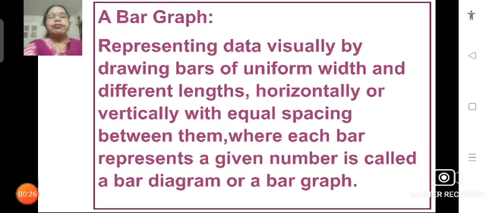Children, a bar graph means representing data visually by drawing bars of uniform width and with different lengths. The bars can be drawn horizontally or vertically with equal spacing between them, and each bar represents a given number. Such a representation of the data is known as a bar diagram or a bar graph.